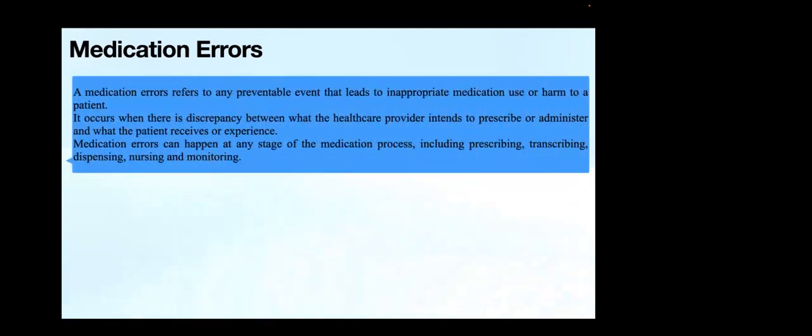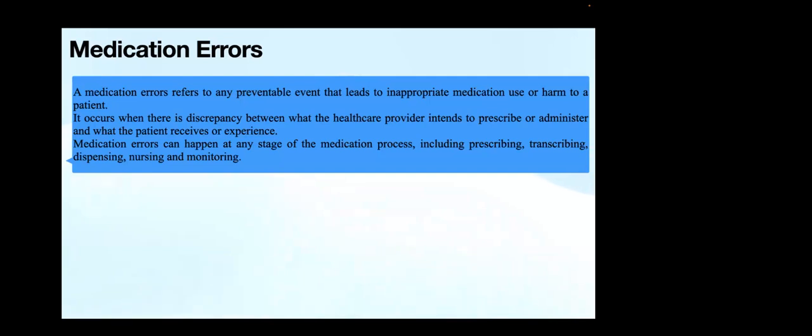Medication errors are always preventable events. That is a very important word. They lead to inappropriate medication use or harm to a patient. It occurs when there are discrepancies between what the healthcare provider intends to prescribe and what the patient receives or experiences. So that is the discrepancy happening in a medication error.